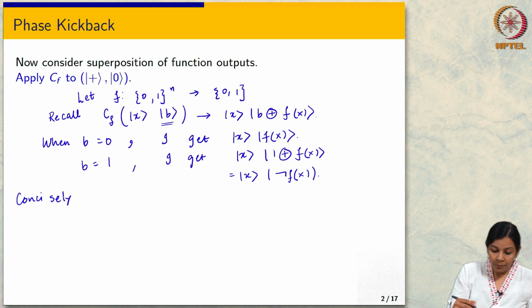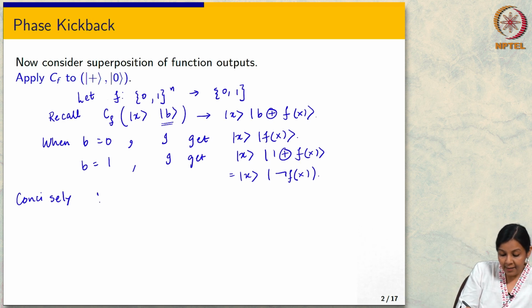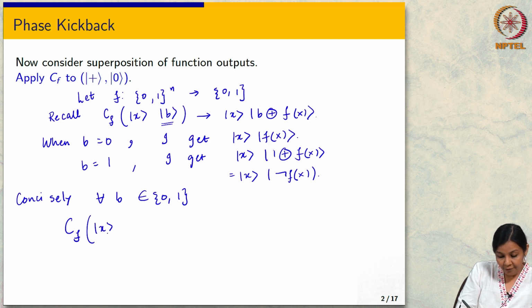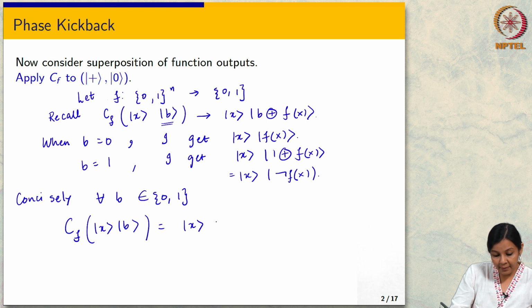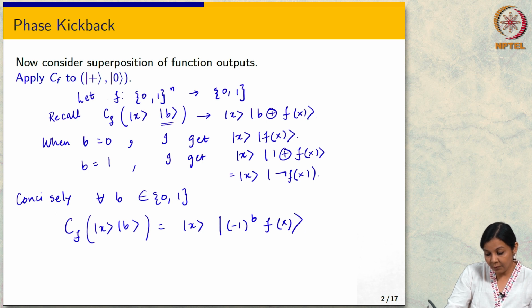More concisely, I can say that for any b, C_f of x, b can be represented as x, (-1)^b f(x). Convince yourselves of this. When b is 0, (-1)^0 is obviously 1, and otherwise it is -1. So this is good. It's really doing nothing, it's just coming up with a neat way to write down what you get.